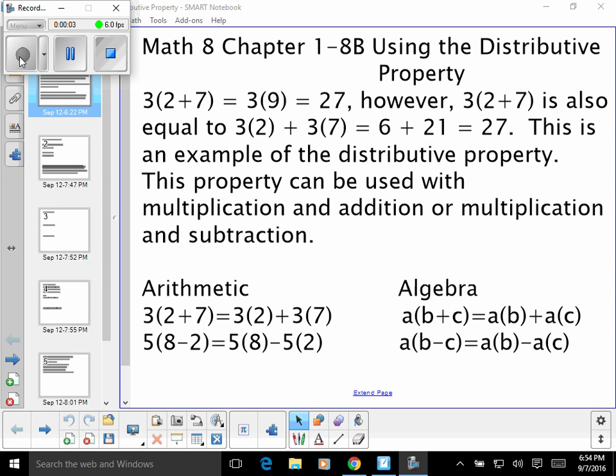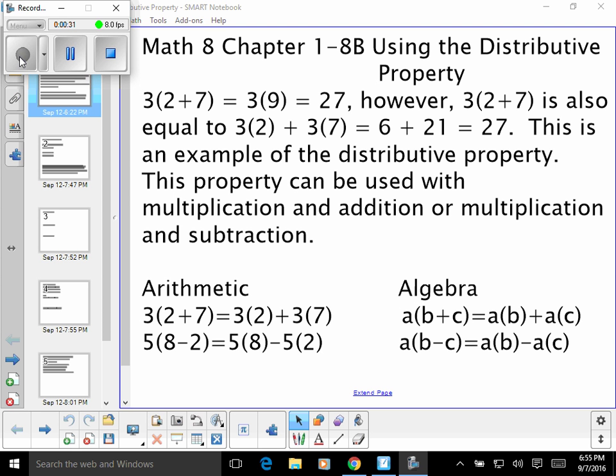In this lesson, Chapter 1.8b, we are going to be using another property called the distributive property. Yes, it's a powerful property, but it can be confusing, so you're really going to have to pay attention. If we would see the problem 3 times the quantity 2 plus 7, the order of operations would tell us to add the 2 plus the 7 first.